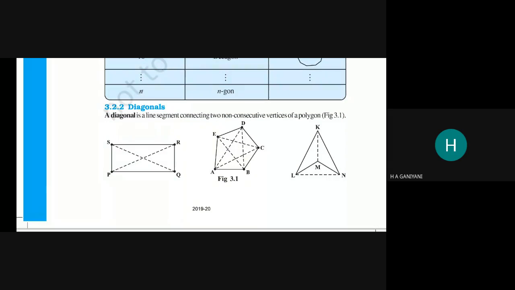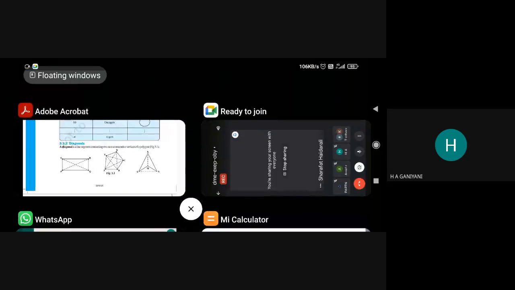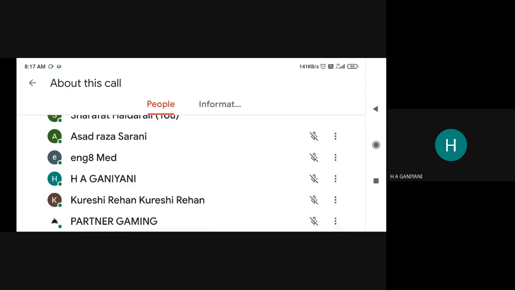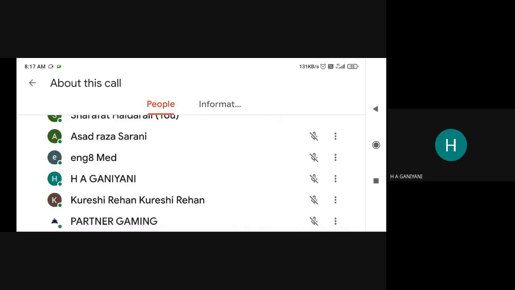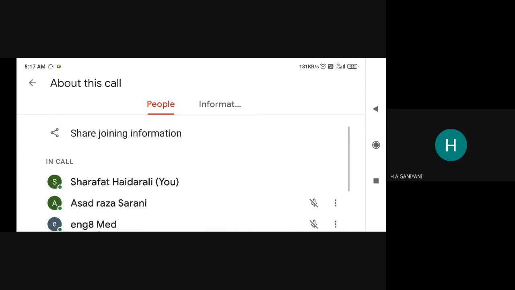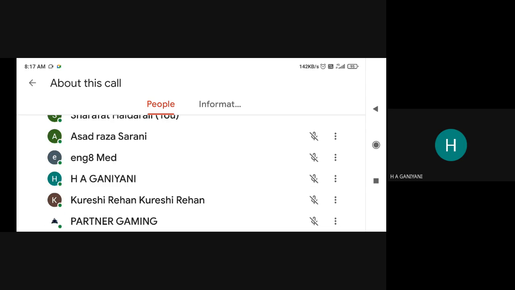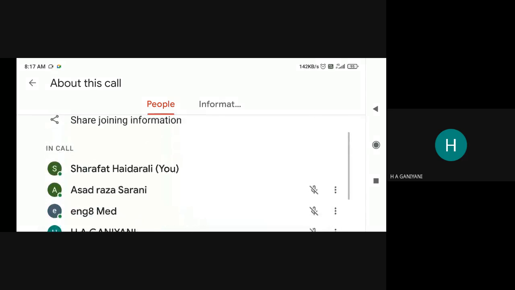Now, diagonal. Yes, Asad Abbas. Asad Raza Sarani. Who will give me the answer? What is the meaning of diagonal? How can we define any side as a diagonal? Tell me.